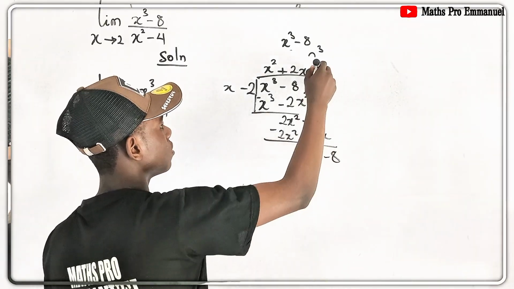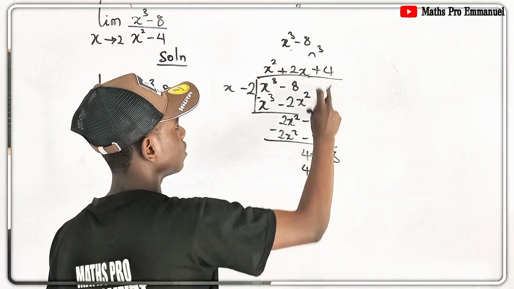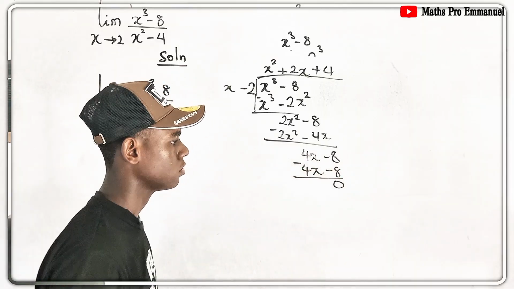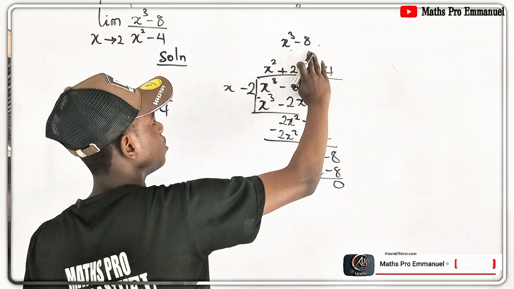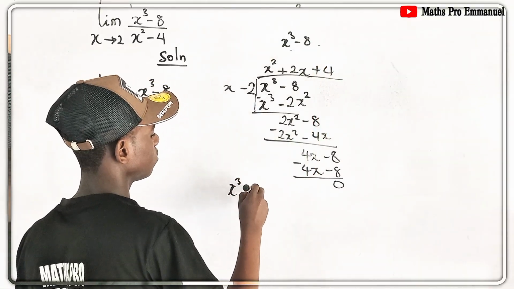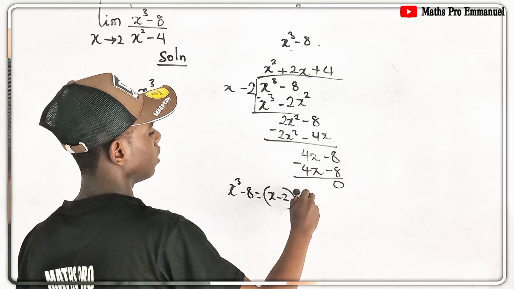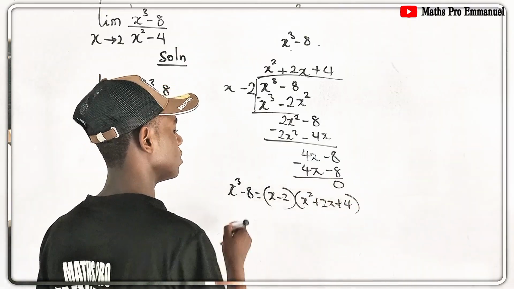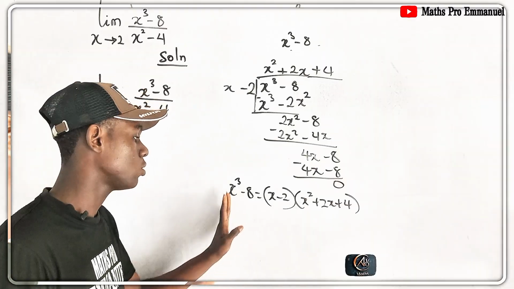Now x will go into this, I'll have plus 4, and then 4 times this is 4x, then 4 times this is minus 8. If I subtract, I'll have 0 as a result. So now x cubed minus 8 will be equal to 2x minus 2 into x squared plus 2x plus 4. That's it. So this is now the factorized value of x cubed minus 8.